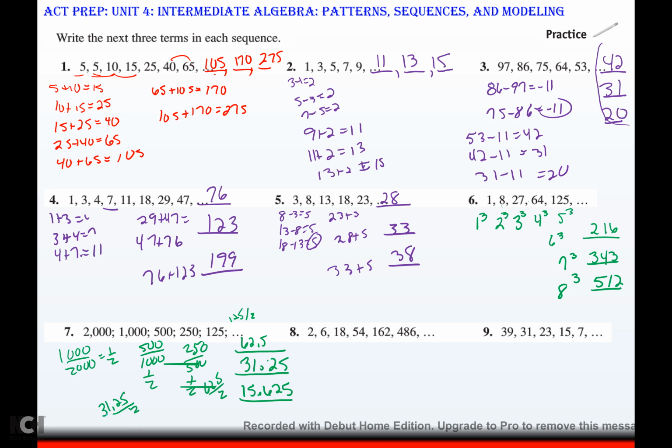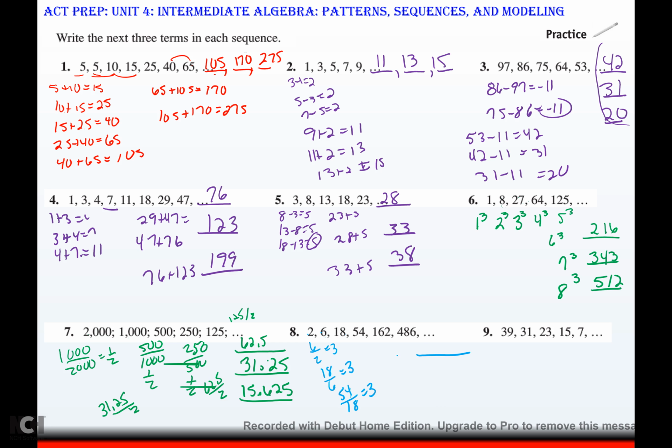Okay? All right, number 8, I'm looking. 6 minus 2 is 4. 18 minus 6 is 12. It's not arithmetic. 6 divided by 2 is 3. 18 divided by 6 is 3. 54 divided by 18 is 3. So my pattern is they're multiplying by 3.